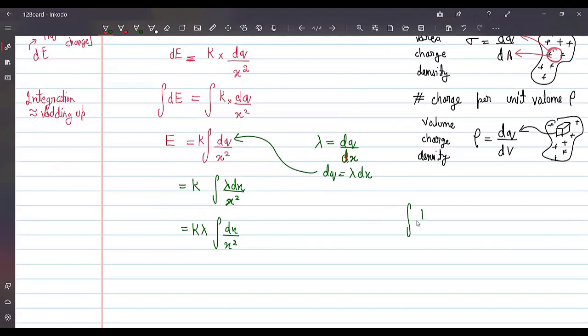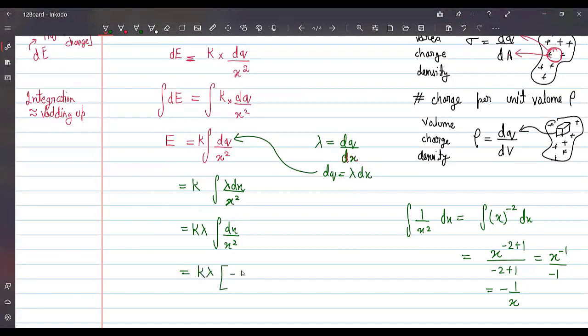And you know that the integration of 1 by x square dx, that is, the power of x is -2. So what do you do in integration? In integration, we add 1 to the power and divide by the increased power. That will be x to the power -1 by -1, or -1 by x. So integration of this quantity will be k lambda times -1 by x. This is the value of integration, k lambda minus 1 by x.